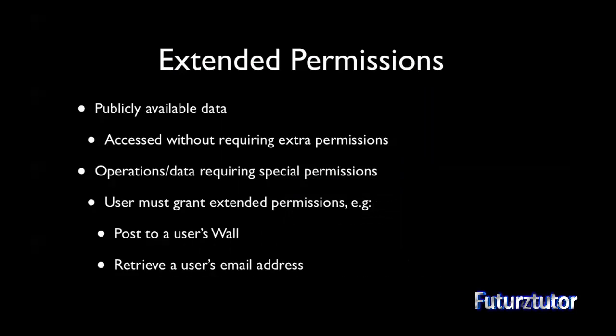As we've seen, some data is publicly available even to applications, and it can be accessed just with basic permissions. No extra permissions are required. Other data, or even operations, require special permissions to be granted by the user before an app is able to access the data or to carry out the operation. Two examples are posting to a user's wall or retrieving a user's email address. Posting to a user's wall requires a special permission to be granted by the user, and the retrieval of the user's email address is only possible if they have granted access to that data.